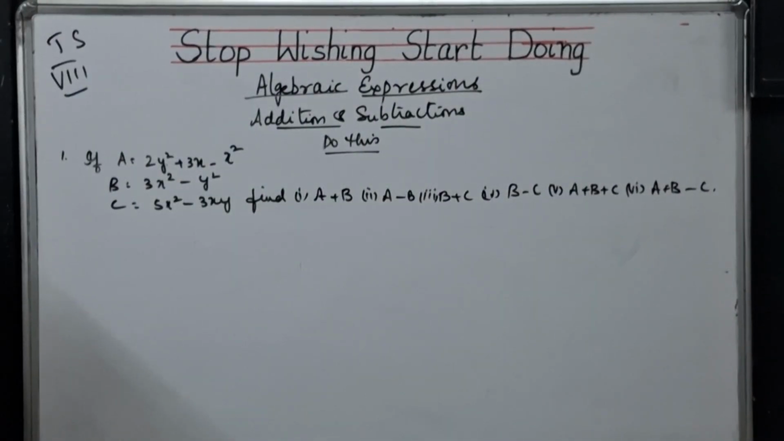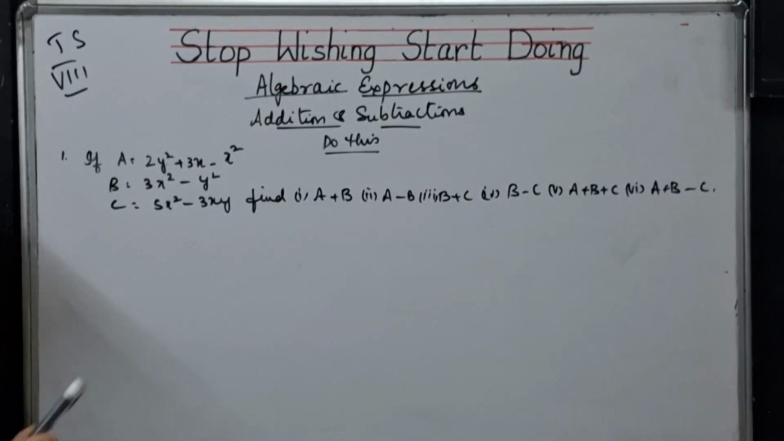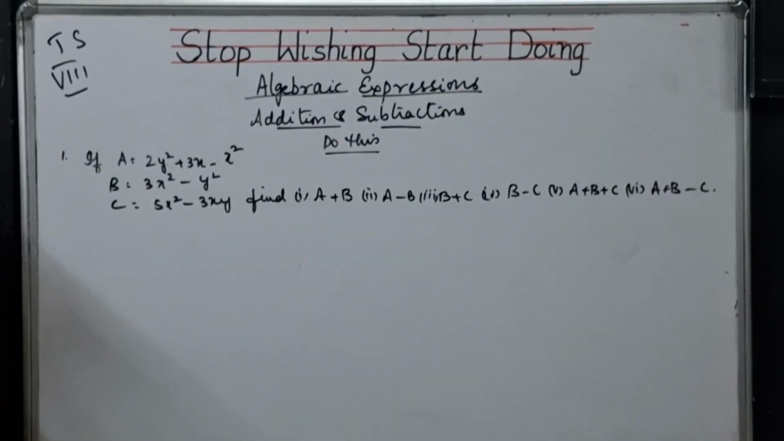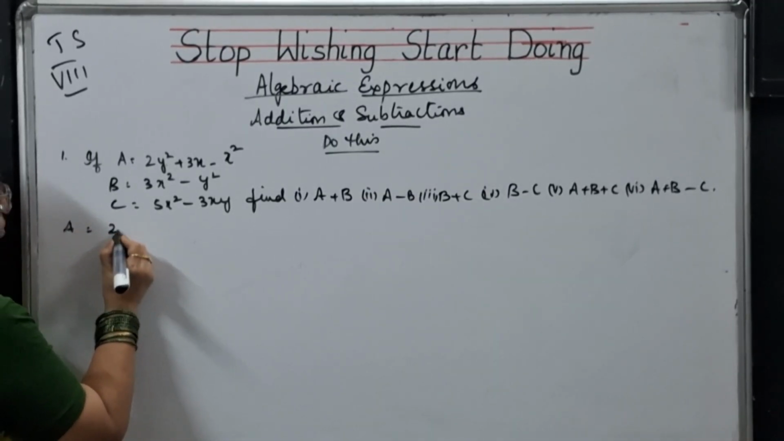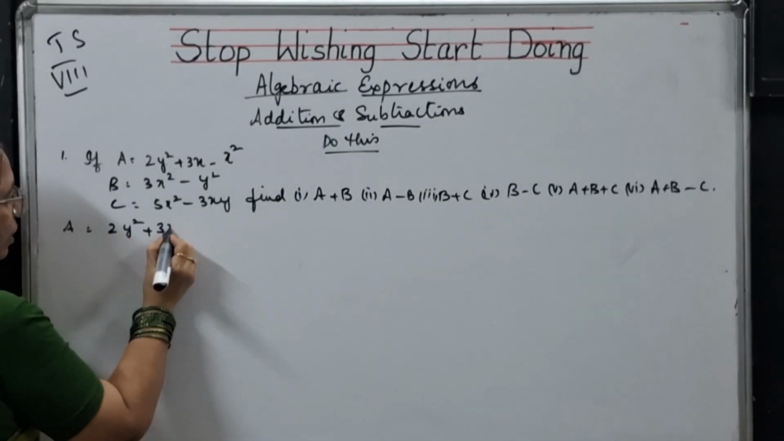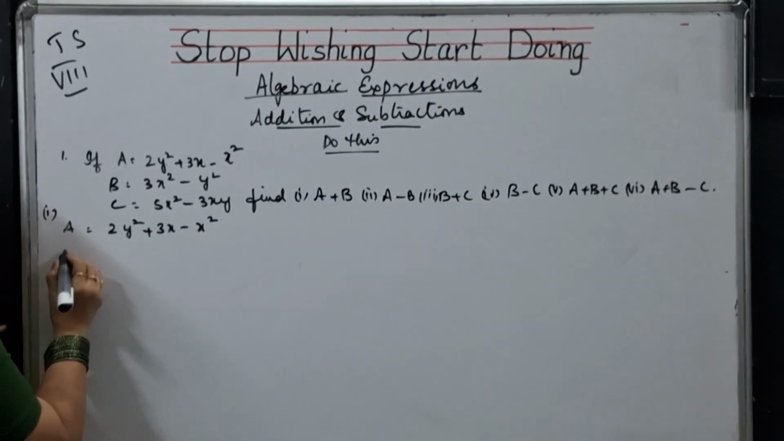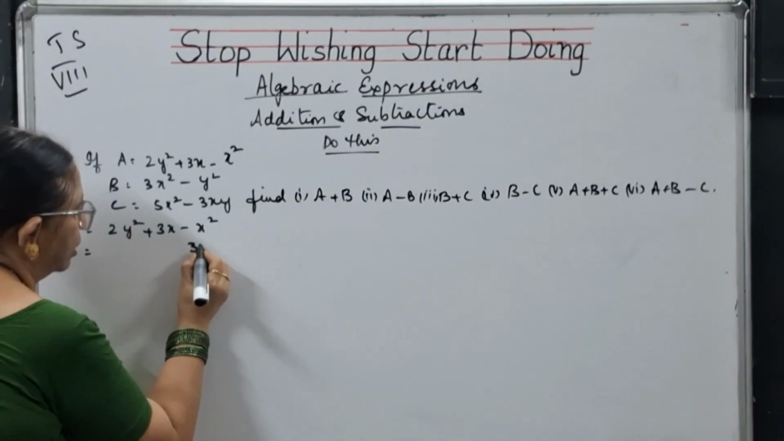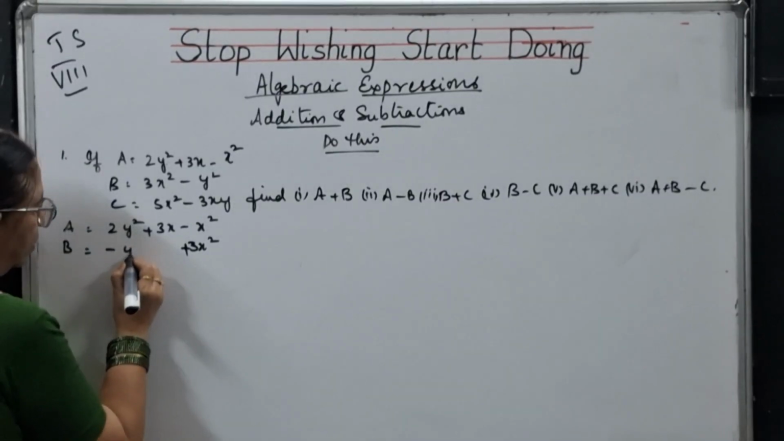Now do this sum, children. They have given the a value, b value, c value, and they are asking to find a plus b, a minus b, b plus c, b minus c, a plus b plus c, a plus b minus c. Very simple sum, children. Let us see. A is equal to 2y square plus 3x minus x square. And b is 3x square plus, and minus y square is here.